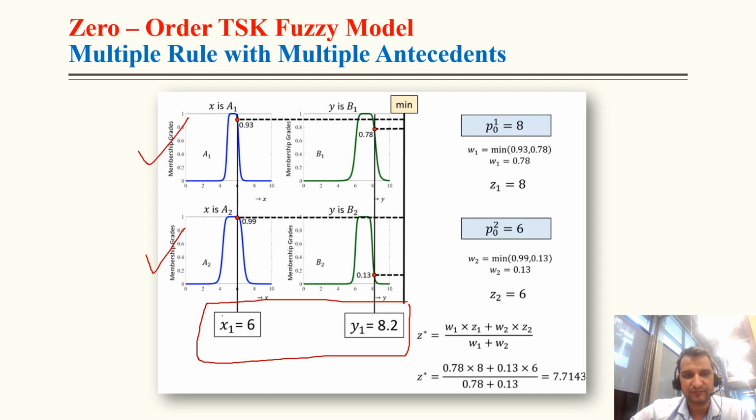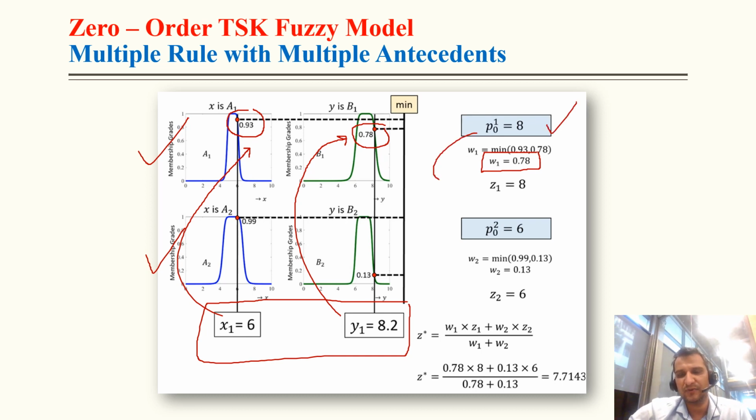So x1 intersects at this point, and the degree of compatibility is equal to 0.93, and in this case y intersects at this particular point and the degree of compatibility is equal to 0.78. So the minimum value between 0.93 and 0.78 is equal to 0.78. So this is the W1, and P naught 1 represents the first rule, and 0 represents zero order. So P naught 1 is equal to 8. Therefore this value, variable Z1, is equal to 8.